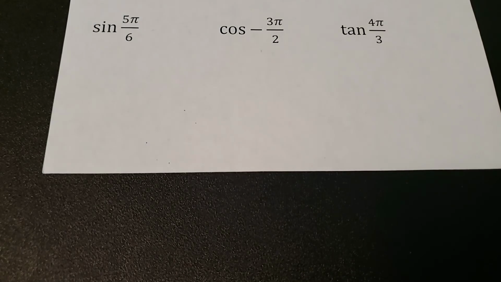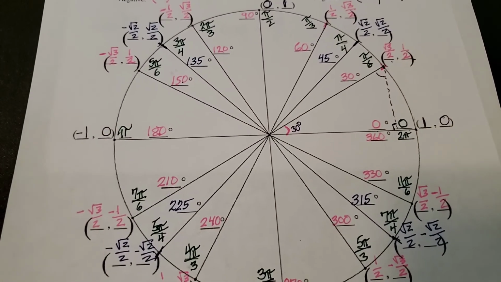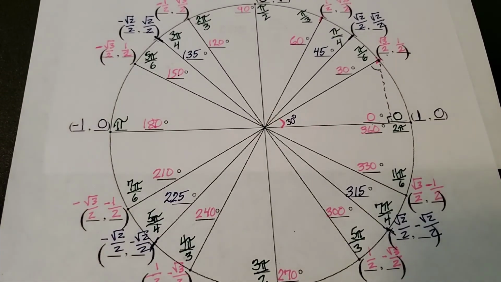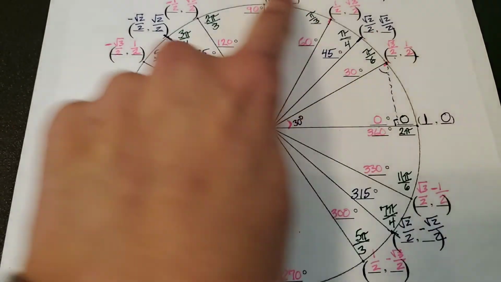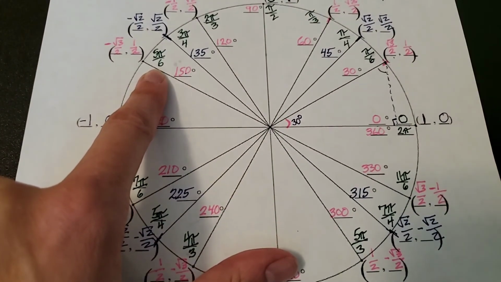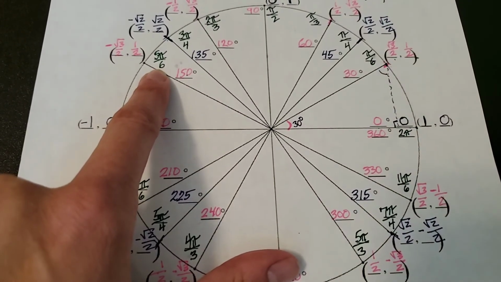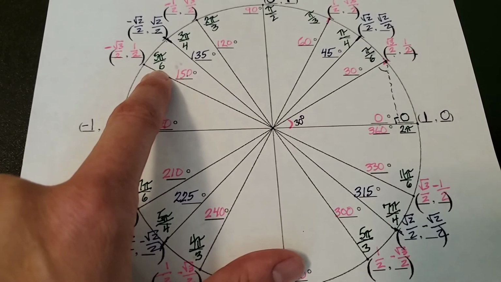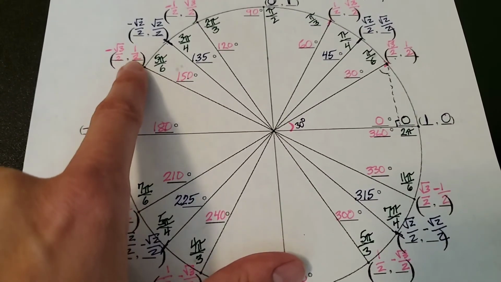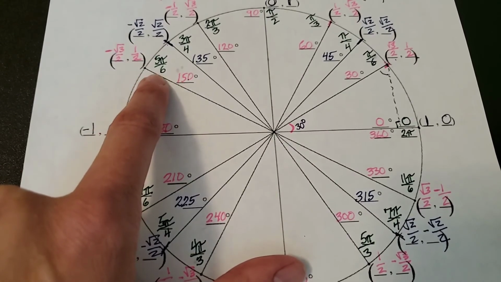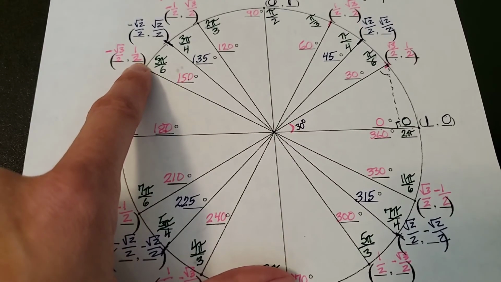So let's find the sine of 5 pi over 6 first. Go to your unit circle. Take your finger and put your finger on the spot of 5 pi over 6. Well, that's going to be right there. And so we are looking for the sine of 5 pi over 6. Sine is y, so look for the y coordinate. It's 1/2. So the sine of 5 pi over 6 equals 1/2.